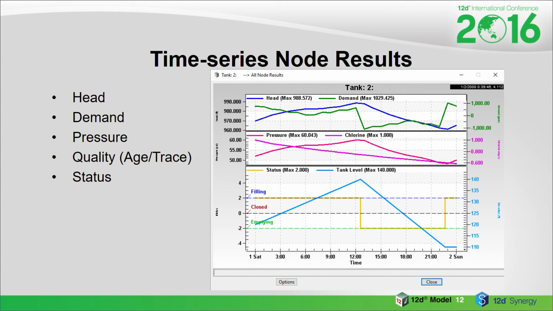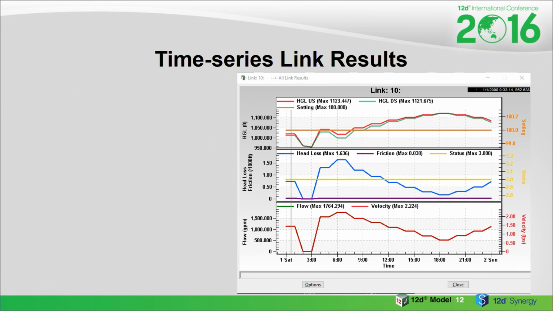The results we get when we run the simulation are head, demand, pressure, quality, which could be the age of water or a trace, and the status. So you can see what a pump speed is. You can see whether a tank is opening and closing, whether it's filling or emptying, and so on.